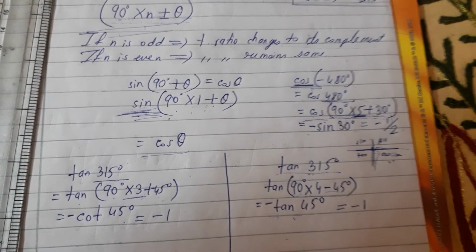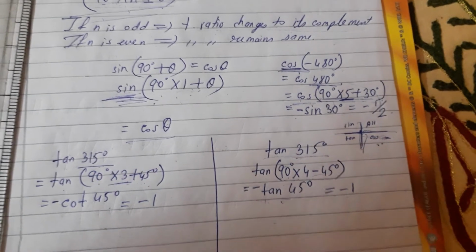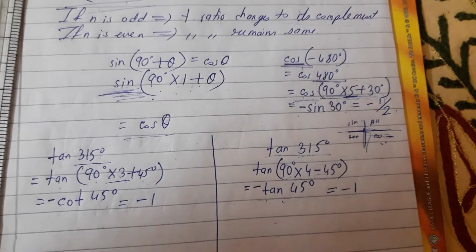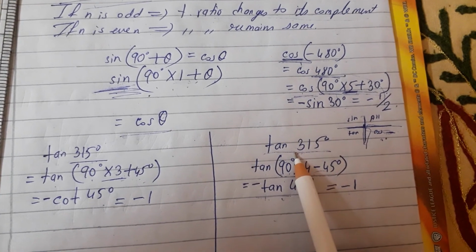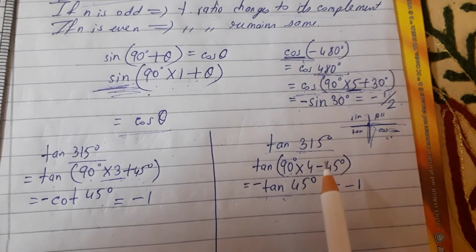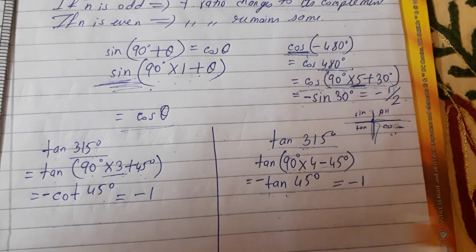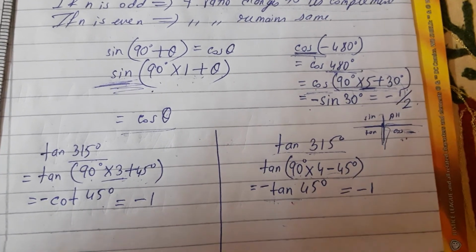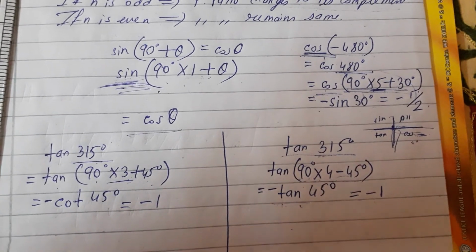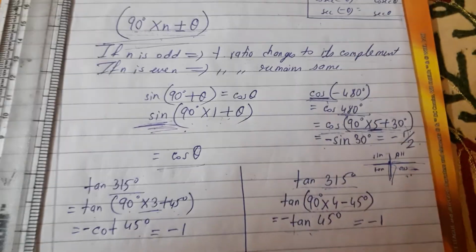Otherwise, this chapter is very interesting. You can find any angle, whatever may be the angle. First step, you have to only expand the angle. Then the second step is you have to determine the function which you will have to write in the answer, then the sign. In this way you have to do.